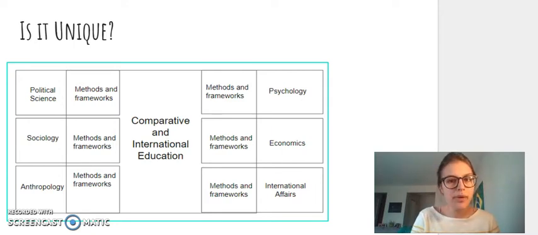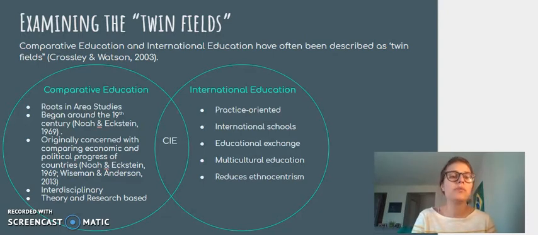Since this is an ongoing issue, I'm going to attempt to define the field as best as I can. So comparative education and international education have often been described as twin fields. One is considered academic, while the other is more practical. On the left, we have comparative education, known as the academic side. Comparative education has roots in area studies, and it's a field in which two or more educational systems are compared in order to understand educational phenomena and explain how they vary.